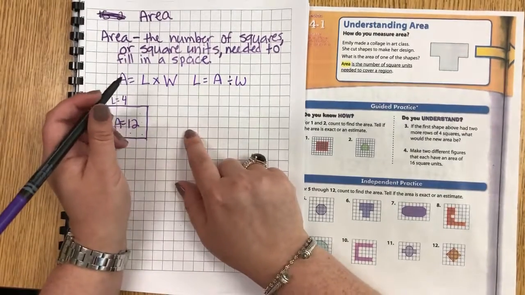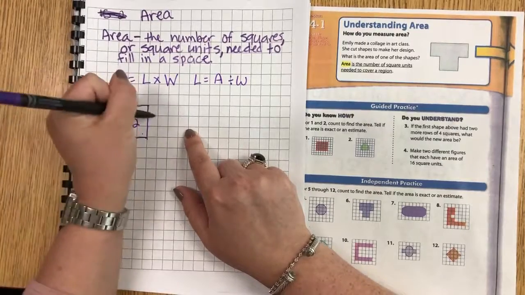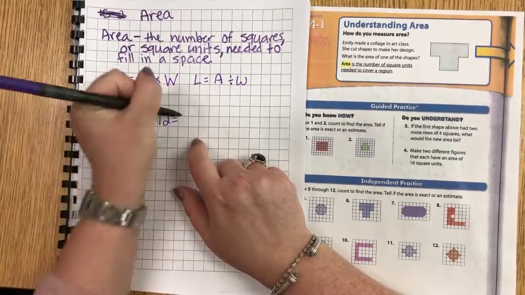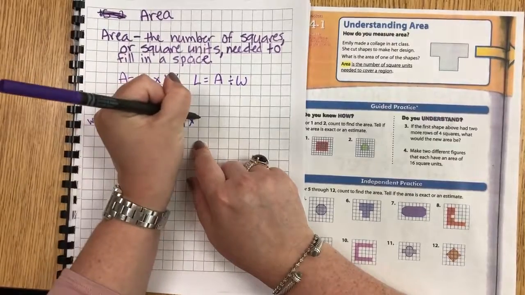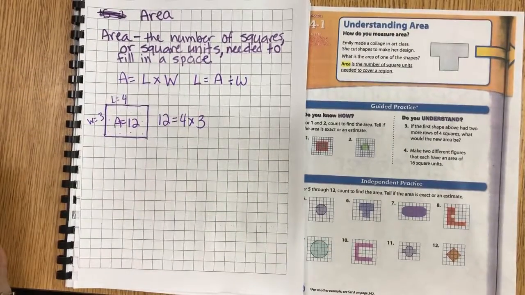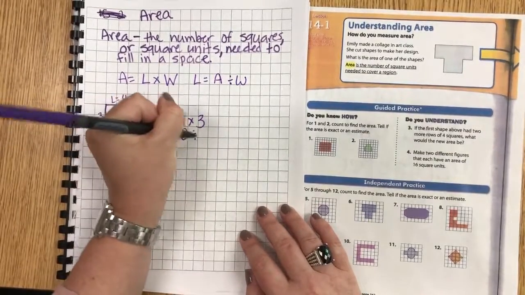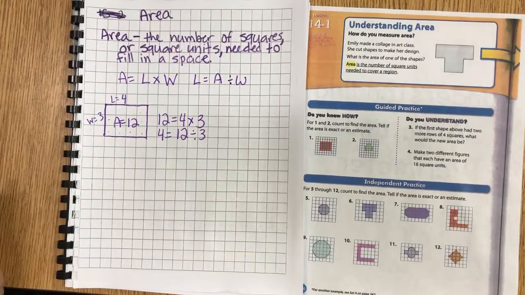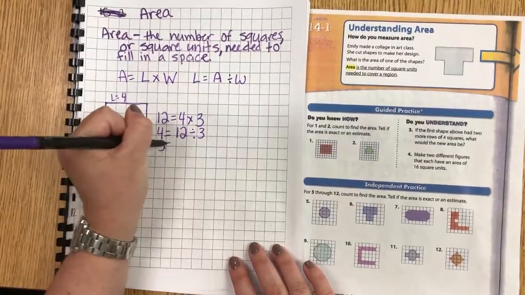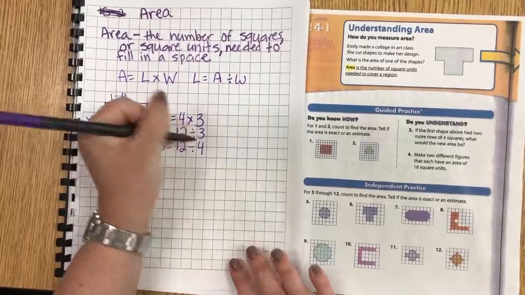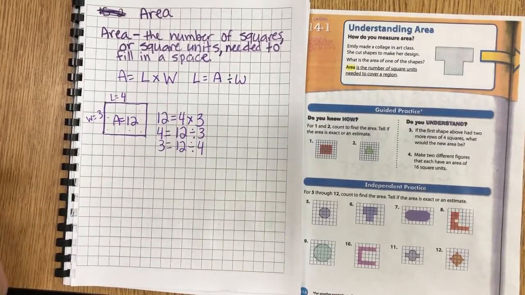So I'm going to write a sentence here, and you tell me if this is correct. 12 equals 4 times 3. Is that correct? Yes. 4 equals 12 divided by 3. Is that correct? Yes. 3 equals 12 divided by 4. Is that correct? Yes. So finding area is multiplying, or sometimes dividing if you're given the area and are missing a side.